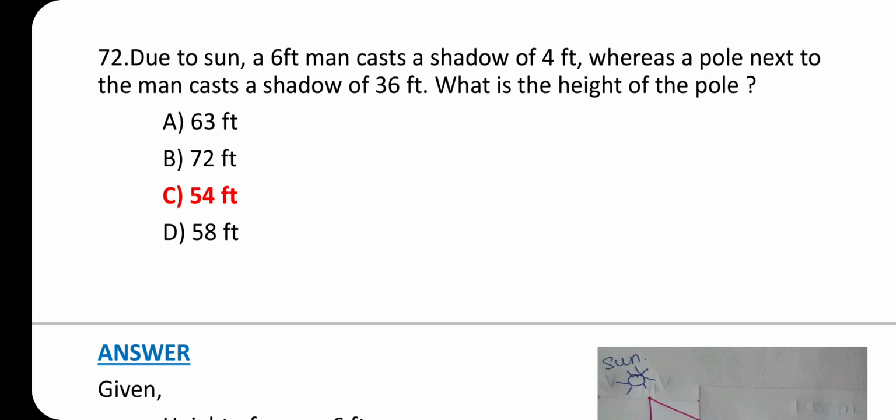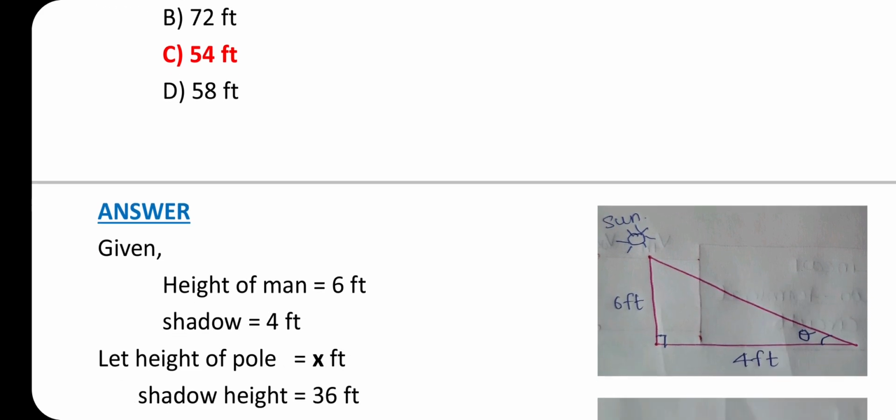Due to sun, a 6 feet man casts a shadow of 4 feet, whereas a pole next to the man casts a shadow of 36 feet. What is the height of the pole? Answer is option C, 54 feet.